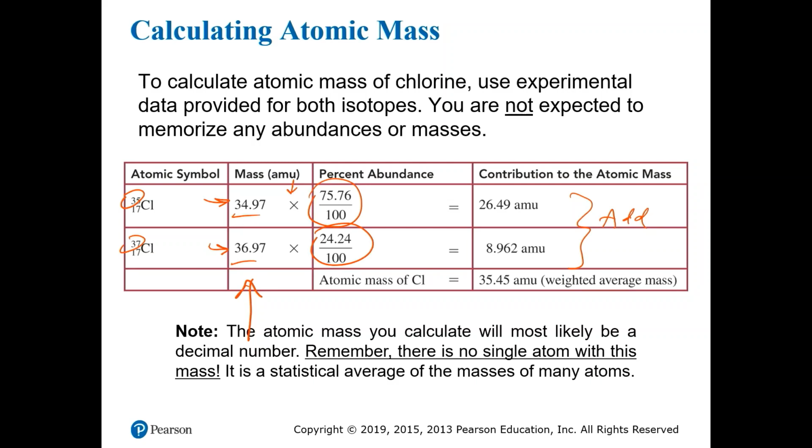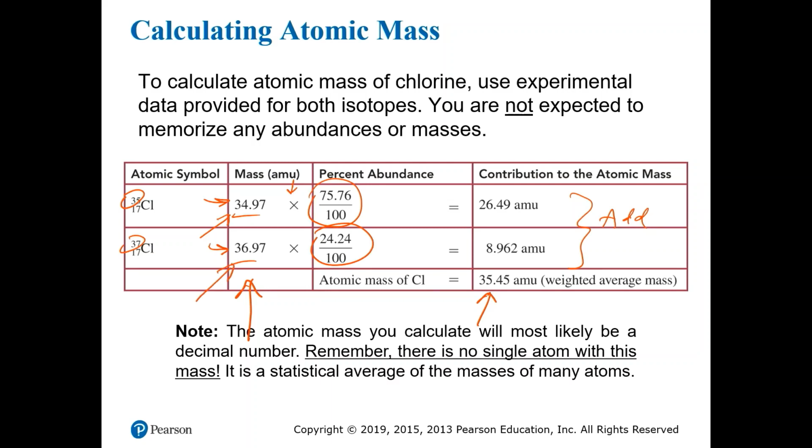Okay? Also, keep in mind, there's no single atom with this mass. You're never going to find a single atom of chlorine that has a mass of 35.45. Okay? They all have a mass of either 34.97 or 36.97.